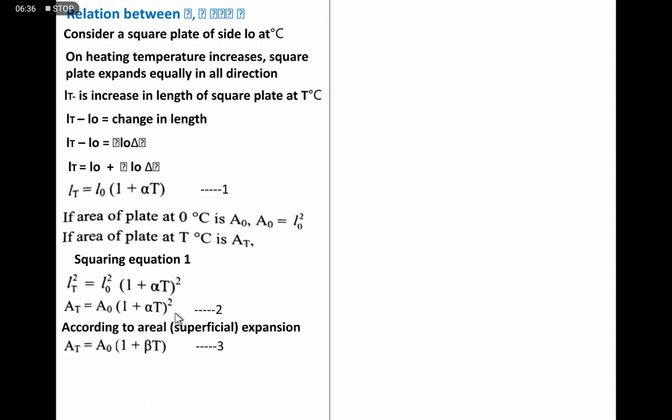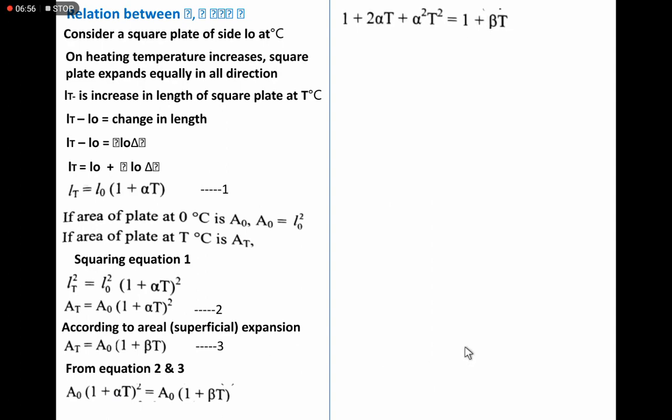Now compare these two equations. Left hand sides are the same, so right hand sides must be the same. From equations 2 and 3, A naught into bracket 1 plus alpha T, square, is equal to A naught into bracket 1 plus beta T. Now A naught cancels on both sides, and this is (A plus B) square, so we write 1 plus 2 alpha T plus alpha square T square is equal to 1 plus beta T.